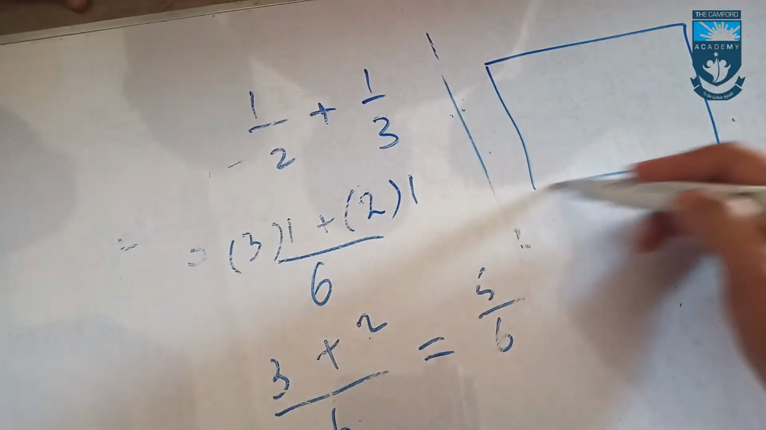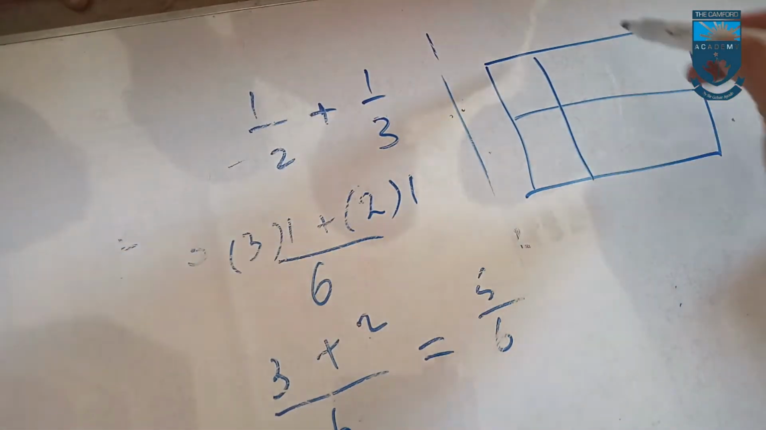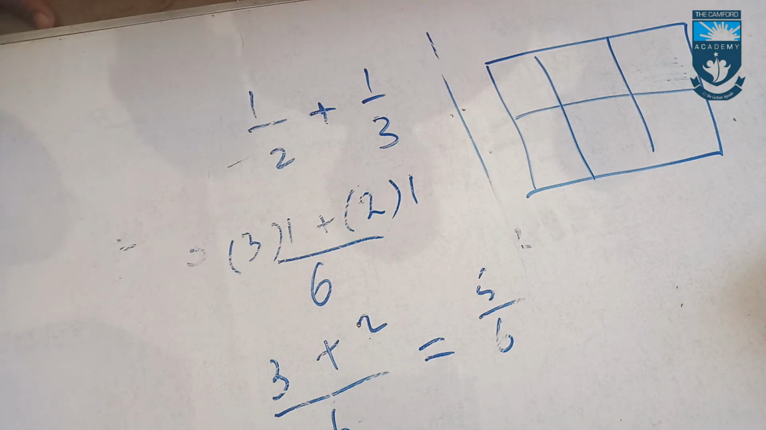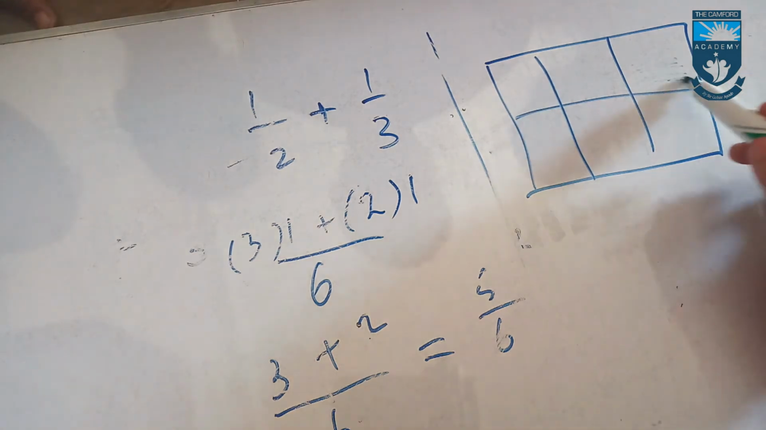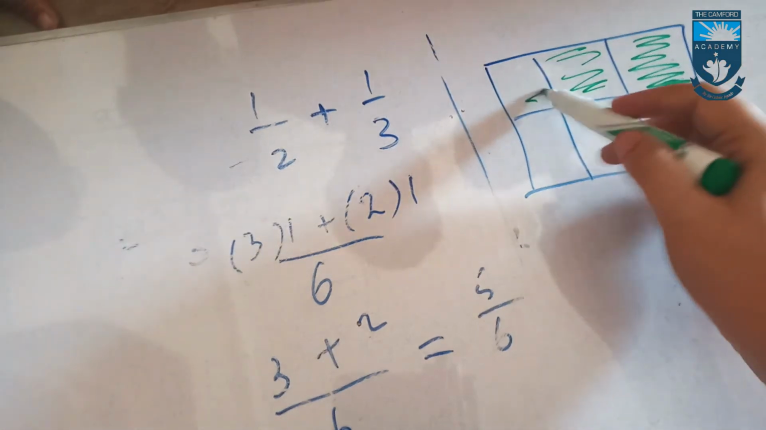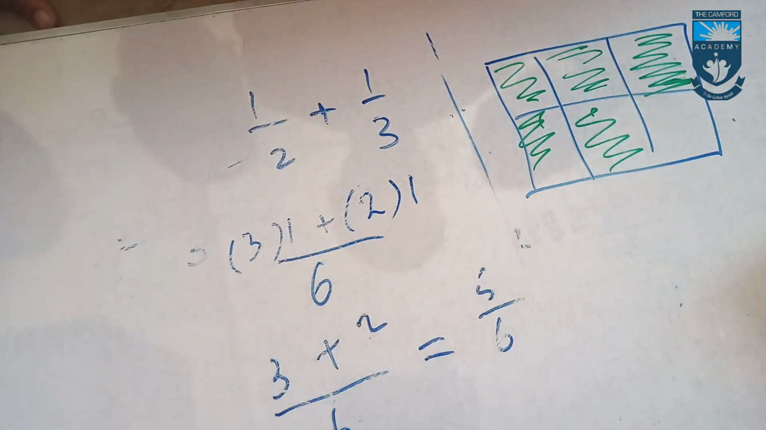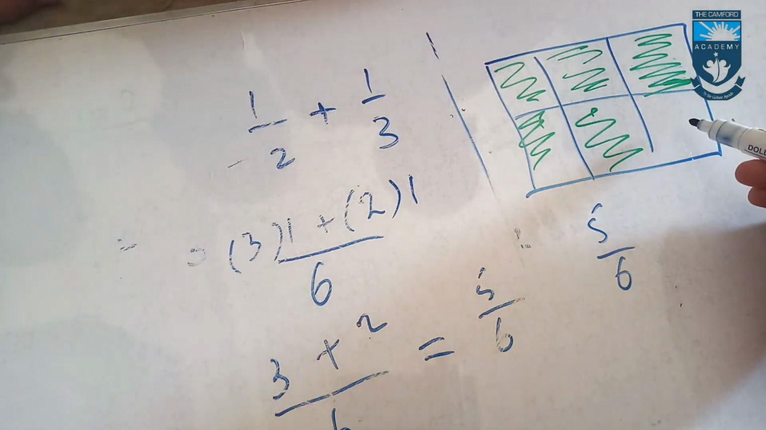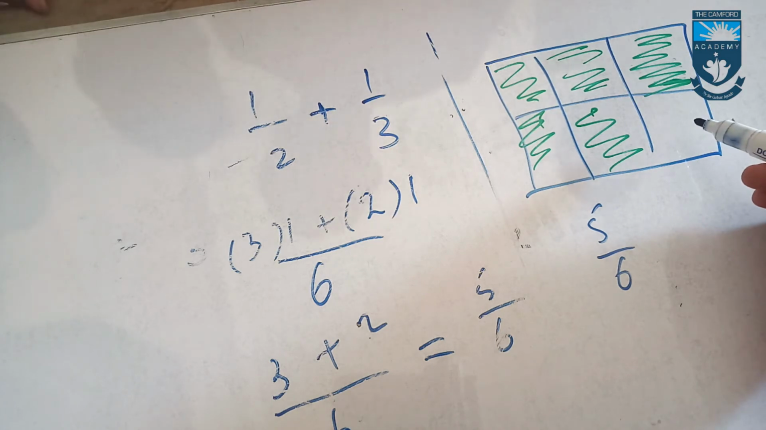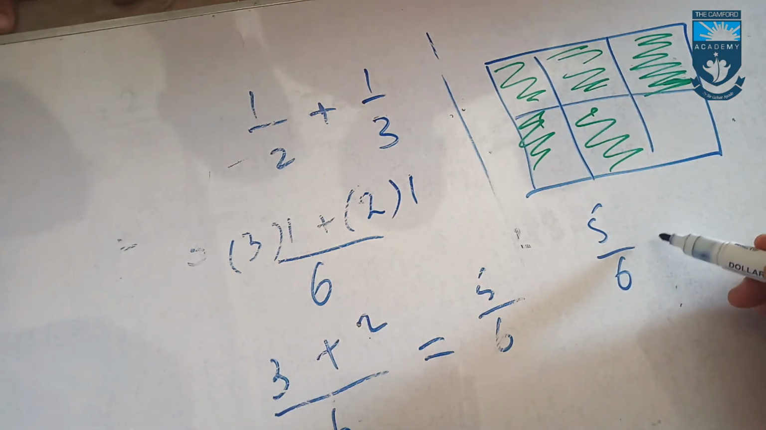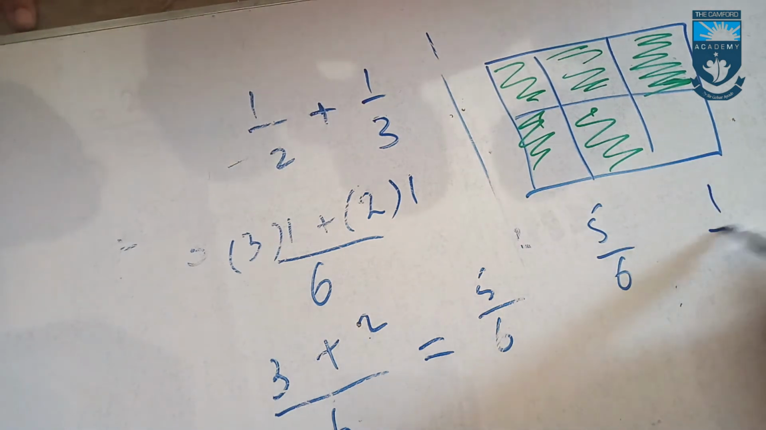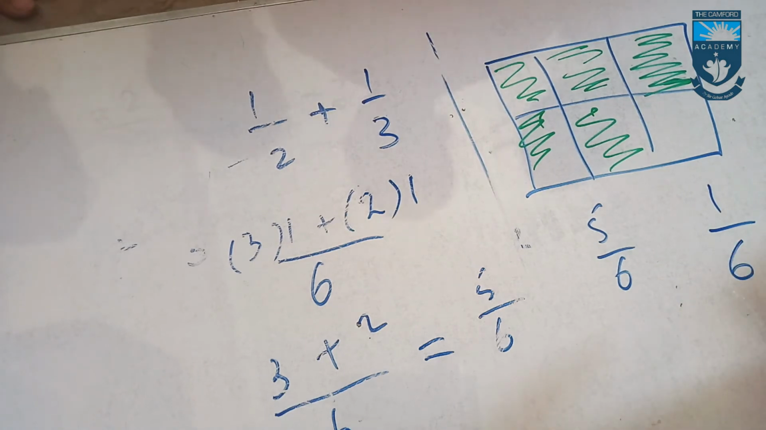Look, I have divided this work into the equal 6 parts. Okay, and if I shade the 5 parts of the work is done, 1 2 3 4 5. So that's mean 5/6 is done. So how much is remaining? One part of the work out of 6. So how much is the remaining? One part out of 6 is still remaining.